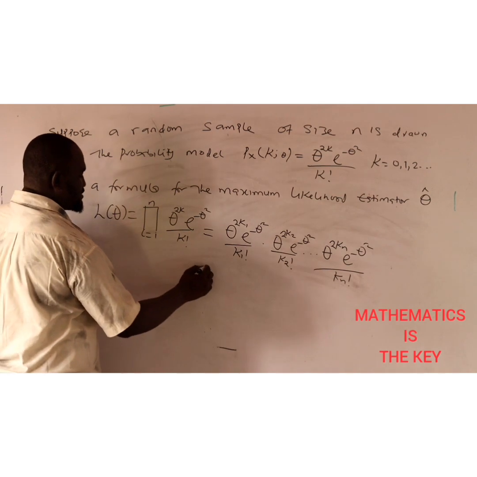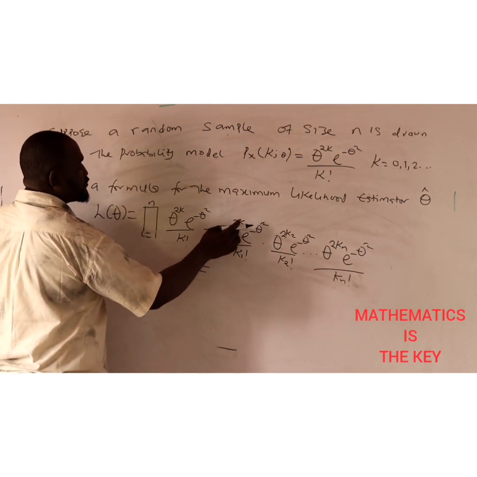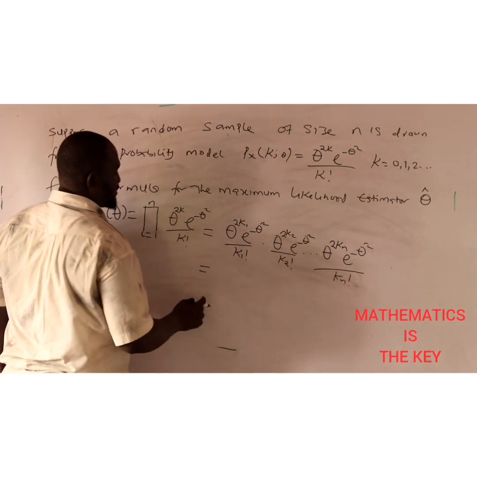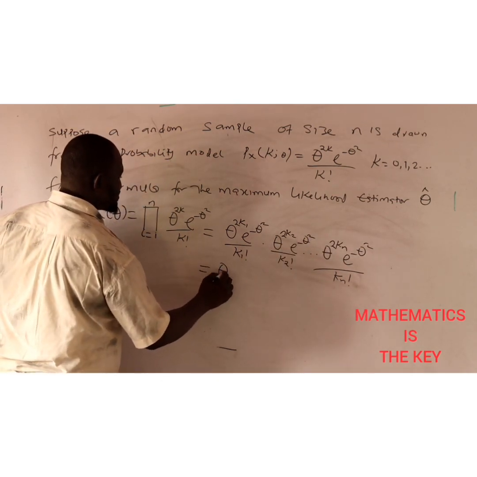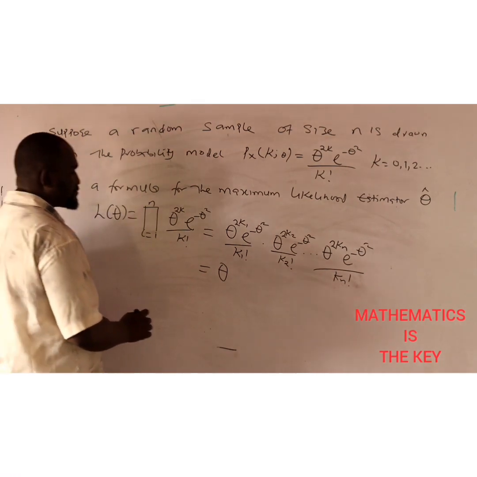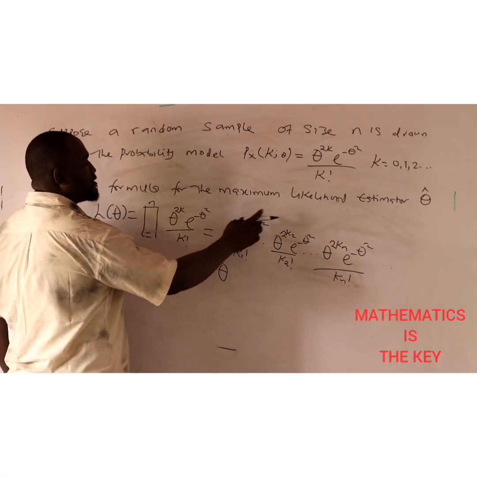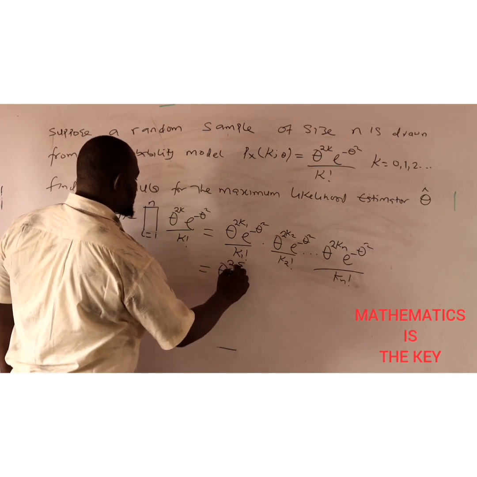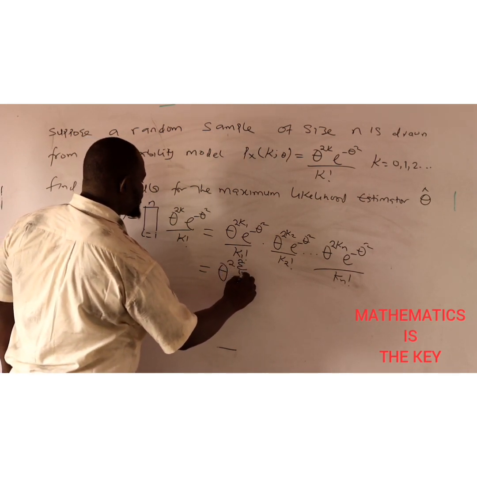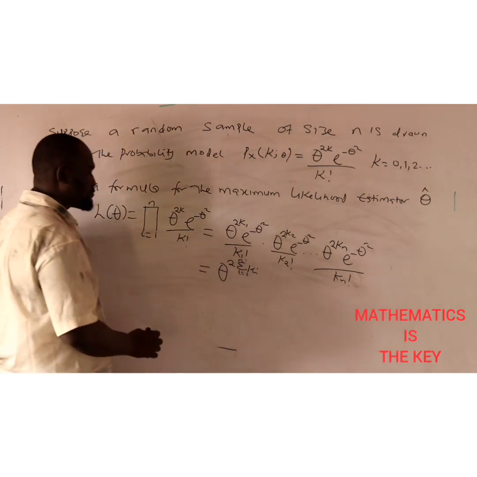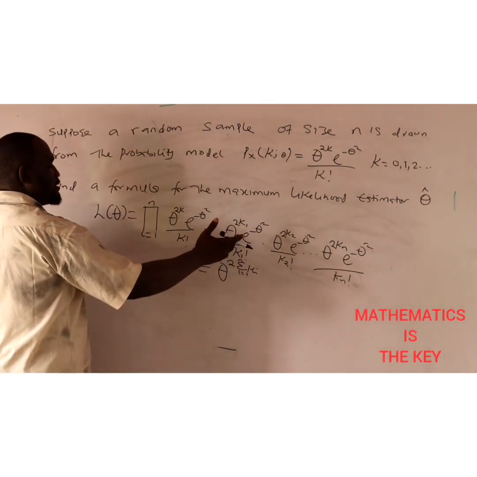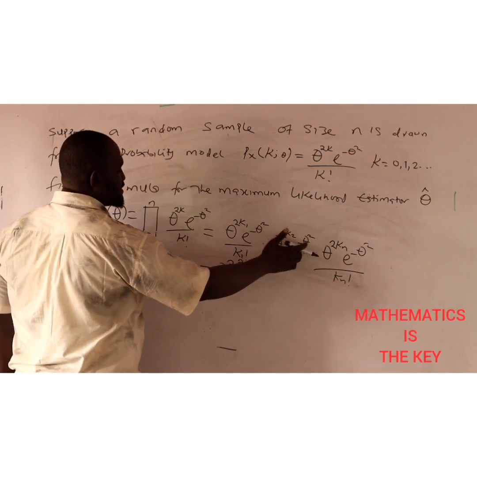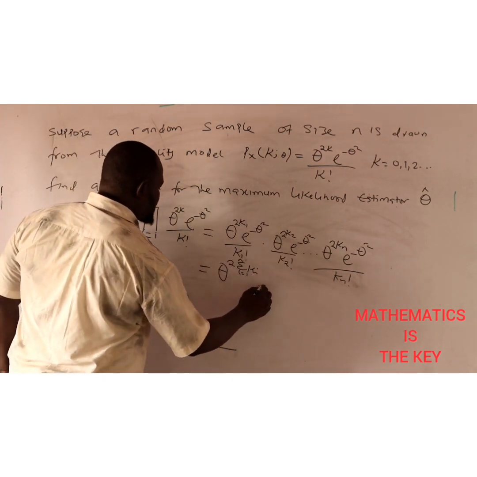So to simplify this, we have theta to the power of 2k1, to the power of 2k2, up to the power of 2kn. So theta is the base, right? So we have 2k1 plus 2k2 plus 2kn. So 2 is common. Then we have summation from i = 1 to n of ki. In this one, exponential to the power of minus theta squared, the same thing. So exponential is the base.